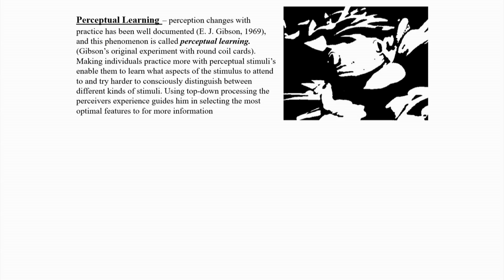So, what perceptual learning really means is that perception changes with practice. As we go on practicing a lot, we are able to generate perception. Now, a very decent experiment was done by Gibson to prove perceptual learning. What Gibson did was a very simple experiment in which a coil like this was shown to subjects. Subjects were required to remember this.